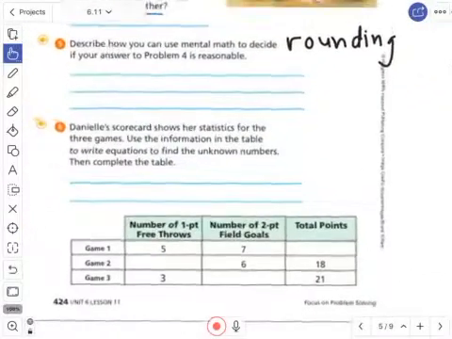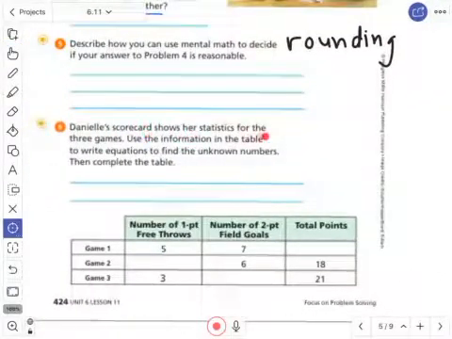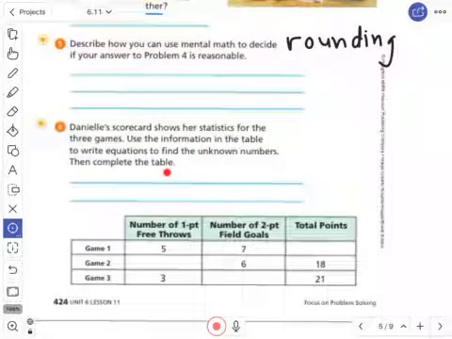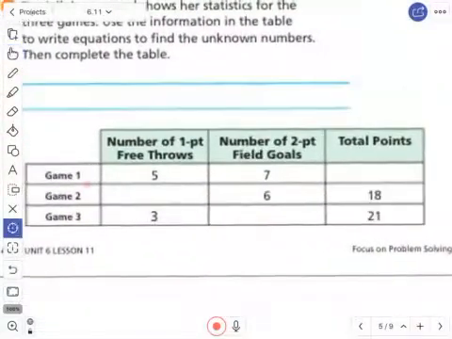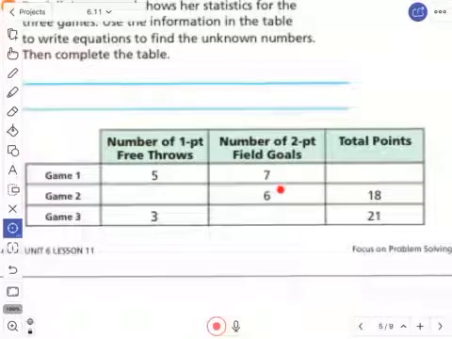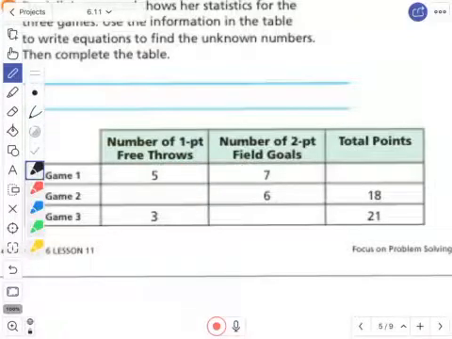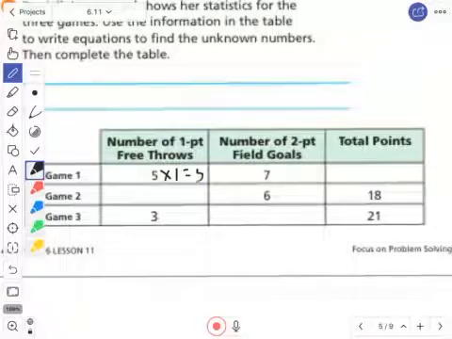Then the last one, Danielle's scorecard shows her statistics, her stats for the 3 games. Use information in the table to write equations to find the unknown numbers, then complete the table. So just down here, you're going to have to use this. I'm just going to show you for just game 1 for an example before you get going. So game 1, number of 1-point free throws, she had 5 of those. And it says each of those ones are worth 1 point. So it's basically thinking like 5 times 1. She got 5 points for that.